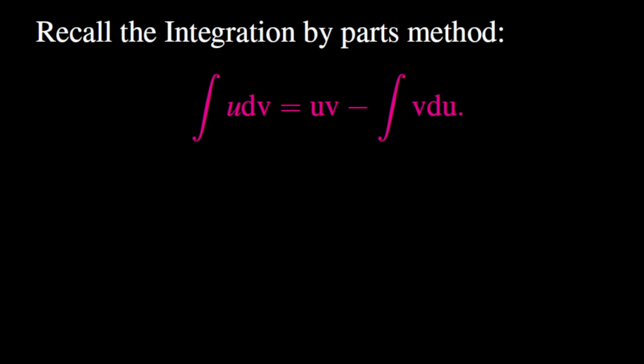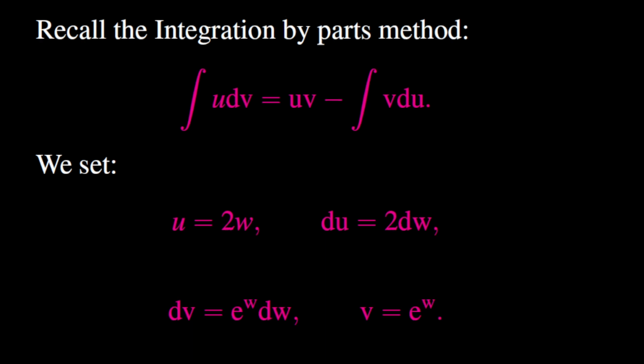Let us briefly review the method of integration by parts. We know that the integral of u dv is equal to u times v, minus the integral of v du. Thus, we set u equal to 2w, so du equals 2 dw. And, dv equals exponential of w dw, and v equals exponential of w.